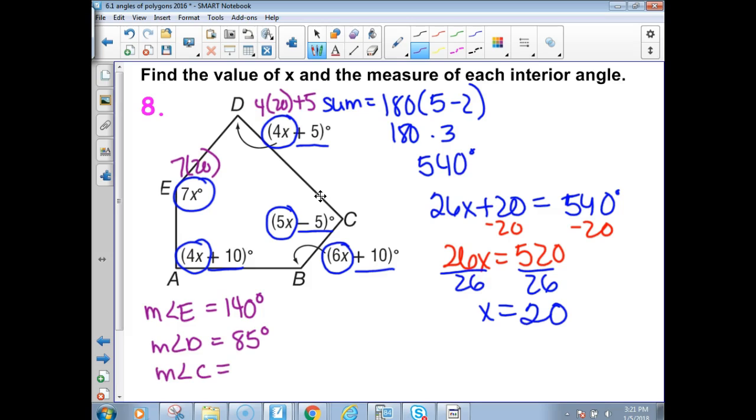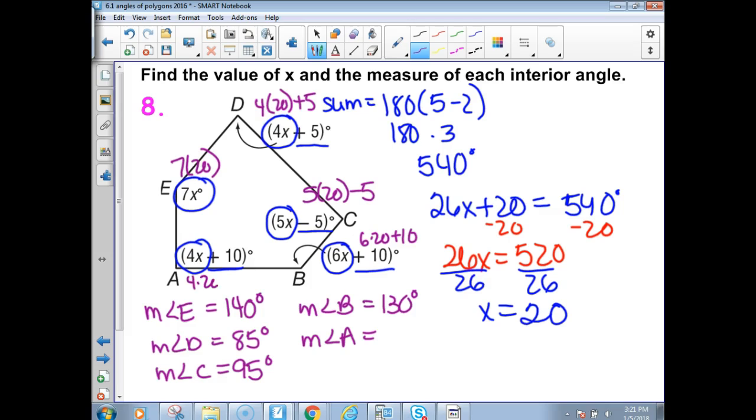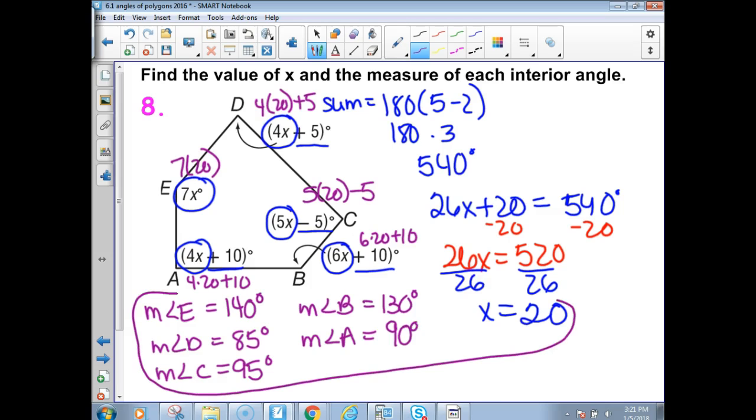Measure of angle C is next, at least for me. 5 times 20 minus 5, 95. And then measure of angle B, 6 times 20 plus 10, 130. And last but not least, the measure of angle A, 4 times 20 plus 10 is 90. A lot of answers to that question. You need to show x, and you need to show how big each angle is.